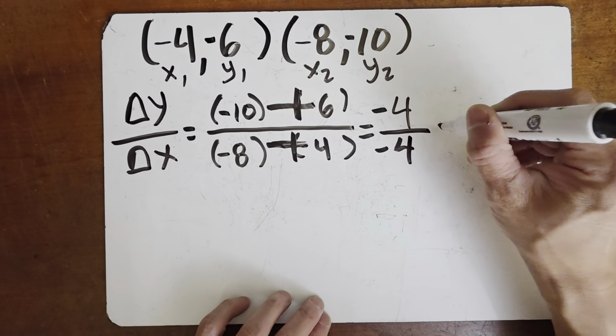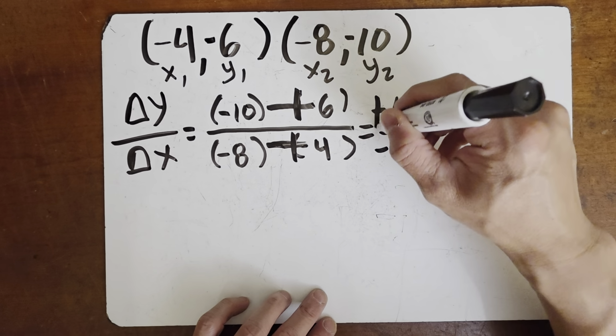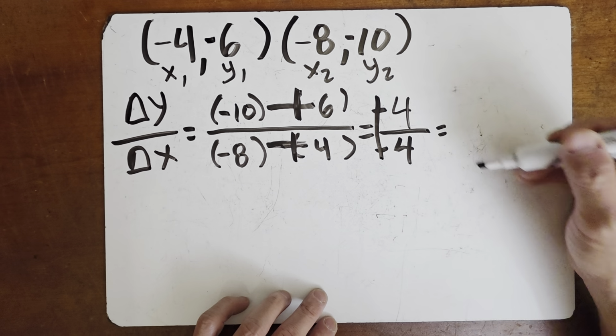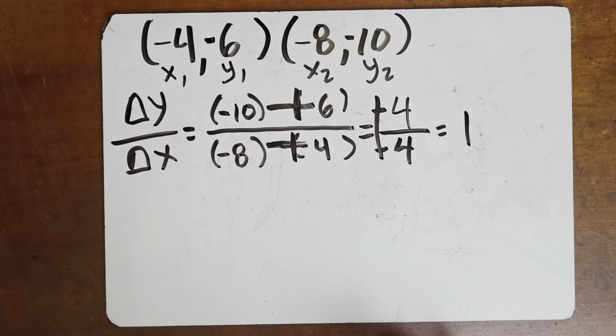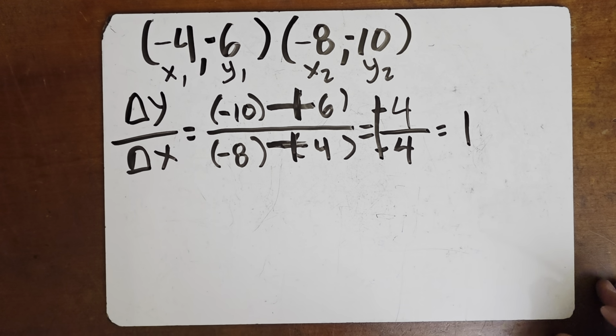All right? The two negatives cancel out. That becomes a positive, and we know that 4 divided by 4 is 1. So your slope in this case is 1. Let's do one more example.